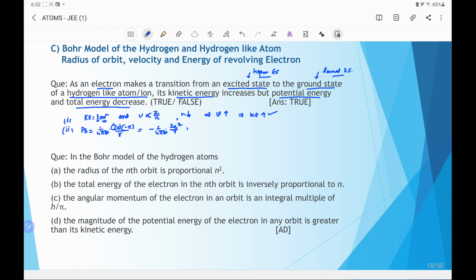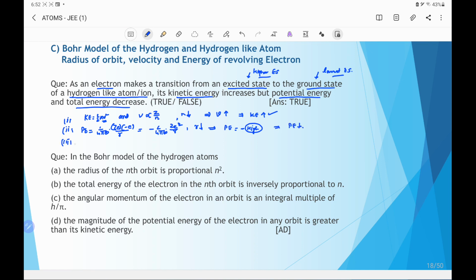Here, the electron transits from an excited state to the lower ground state. So R is lesser, that means in the transition R decreases. If R decreases, then the potential energy, which has a negative value, has a higher magnitude, and if the magnitude is high, its negative value will be lesser. That means we say potential energy decreases.